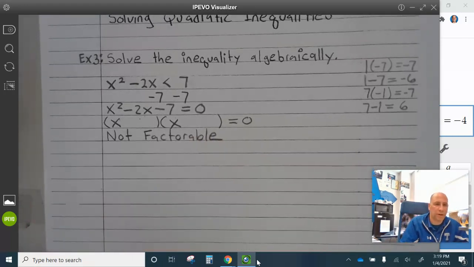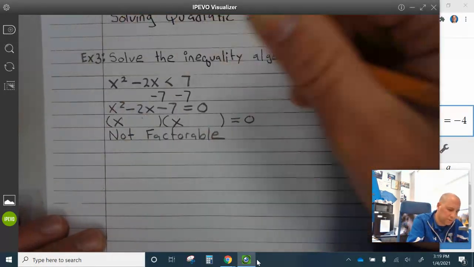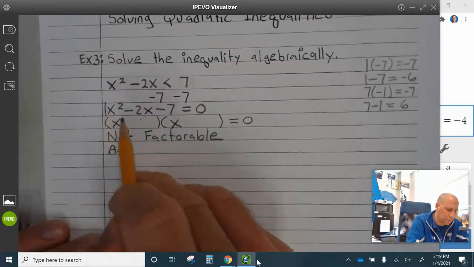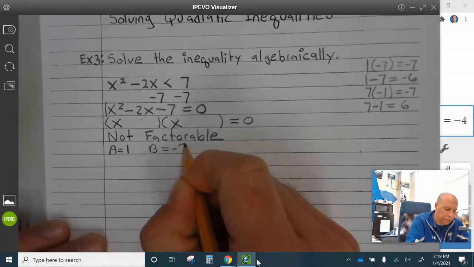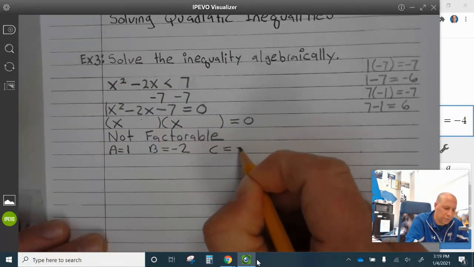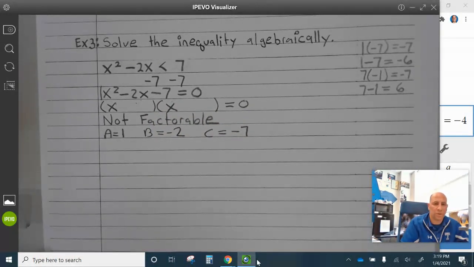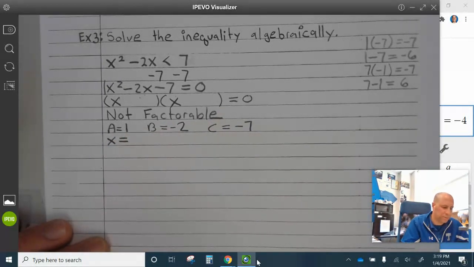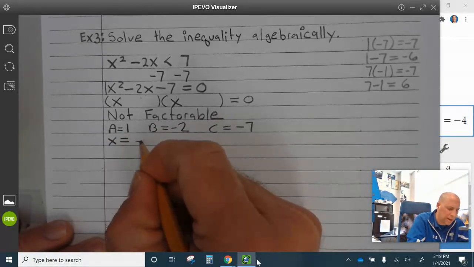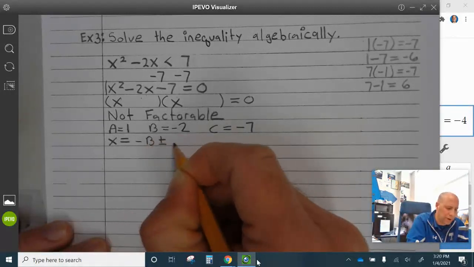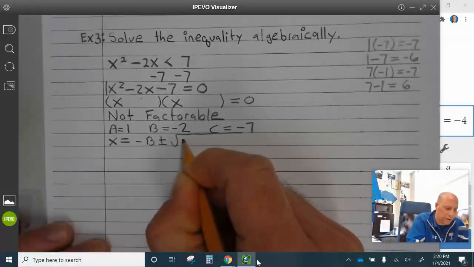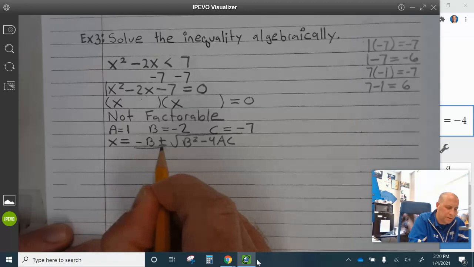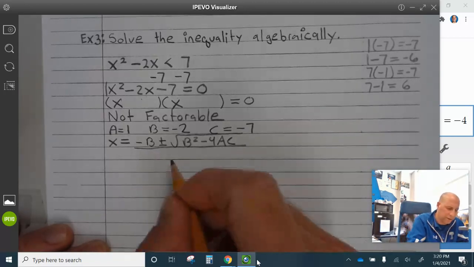Okay, so now we're going to need to solve using the quadratic formula, where A equals 1, B equals negative 2, and C equals negative 7. Okay, so then X equals negative B plus or minus the square root of B squared minus 4AC, divided by 2A.